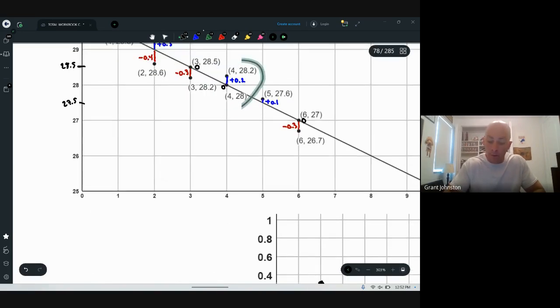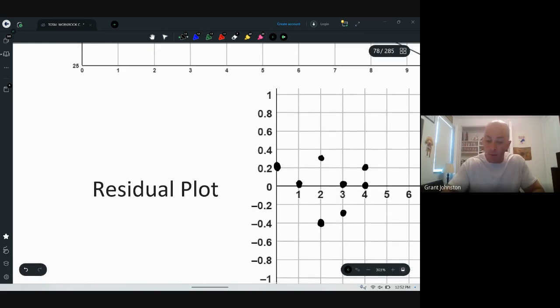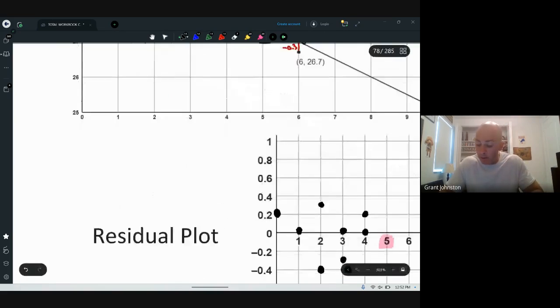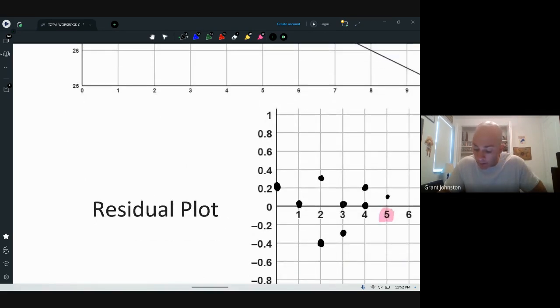Okay, let's do 5. We're on to 5 now. At 5, there was just one residual of positive 0.1. So at 5, positive 0.1.